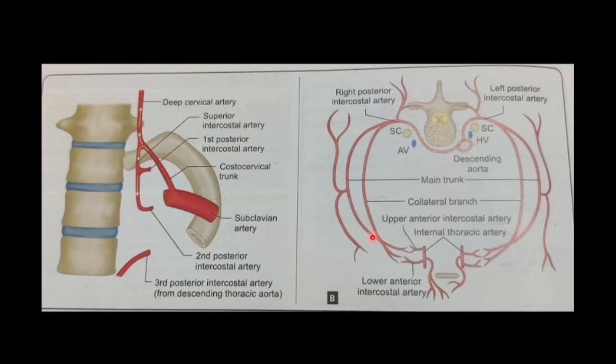We have already discussed that the anterior intercostal artery anastomoses with the posterior intercostal artery. The upper anterior intercostal artery anastomoses with the main trunk of the posterior intercostal artery, whereas the lower anterior intercostal artery anastomoses with the collateral branch of the posterior intercostal artery. So you can see that there is a free anastomosis between the anterior and posterior intercostal arteries that connects the first part of the subclavian artery with the descending thoracic aorta.